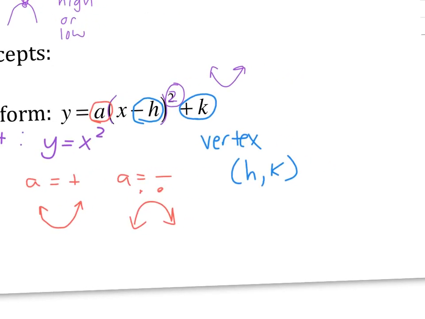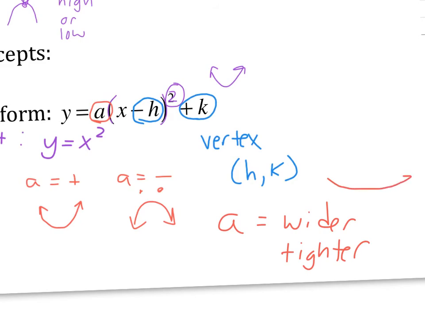And lastly, A also tells me, does it go wider or does it go tighter? Am I going to have a very open thing like a satellite dish? Or am I going to have a very tight situation like a ball coming up and down very close nearby?